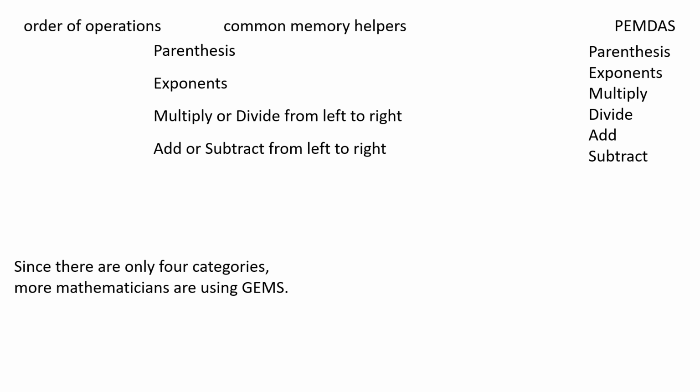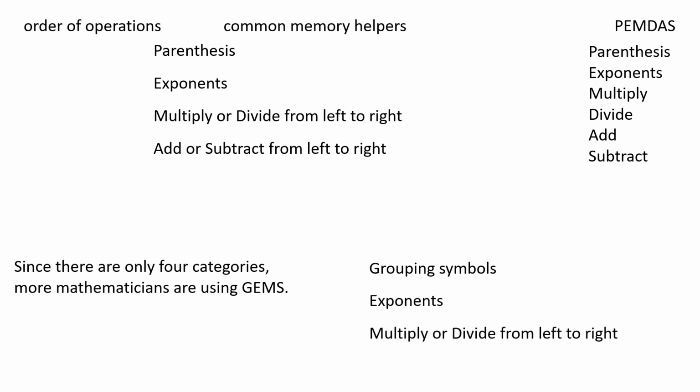Now, since there's only 4 categories, more mathematicians are using GEMS. Grouping symbols, right? Parentheses is just one type of grouping symbols. Exponents. And the M reminds us to multiply or divide from left to right. And then the S reminds us subtract or add from left to right.